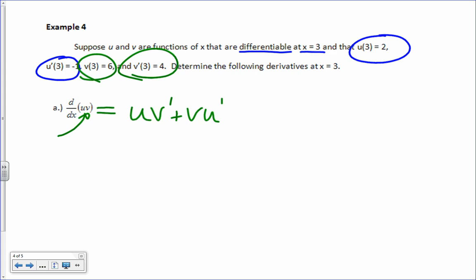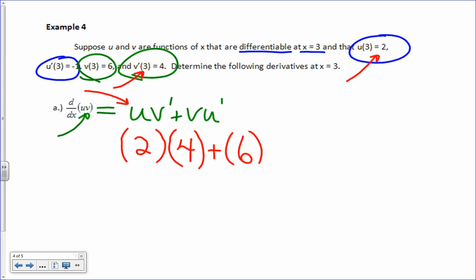This one right here is really asking, well, what's u of 3? Well, what is u of 3? It happens to be 2. So this answer here is 2. V prime of 3 is asking for the slope of that one at 3, which is 4, plus v of 3 is 6, and u prime of 3 is -1.